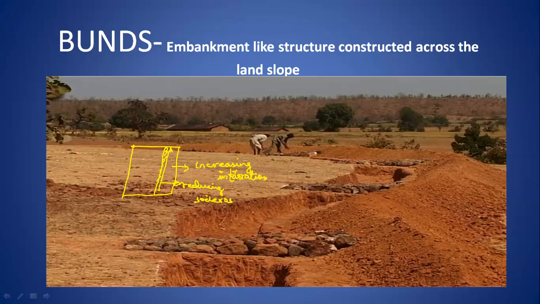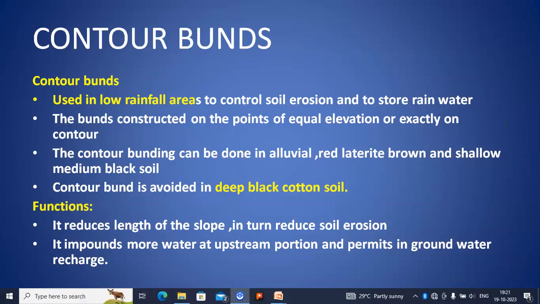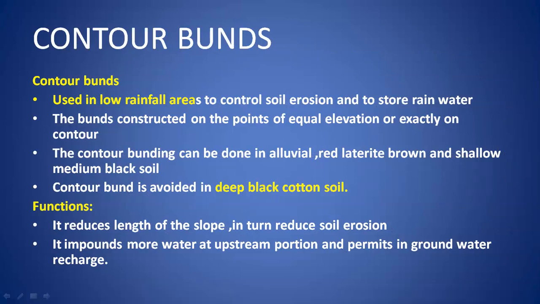Majorly these types of bunds are used in low rainfall areas, such as areas below 600 mm rainfall. Contour bunds are used in low rainfall areas to control the soil erosion and to store the rainwater. Here I mentioned in yellow color the most important keywords, because this can be asked directly in the examination. So note it down: it can be used in low rainfall areas to control the soil erosion and to store the rainwater.